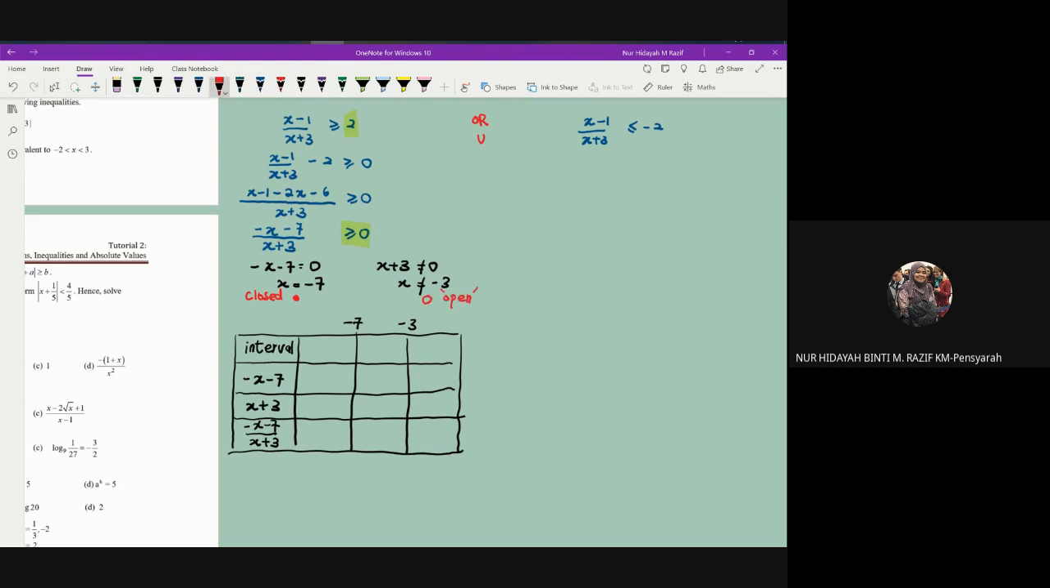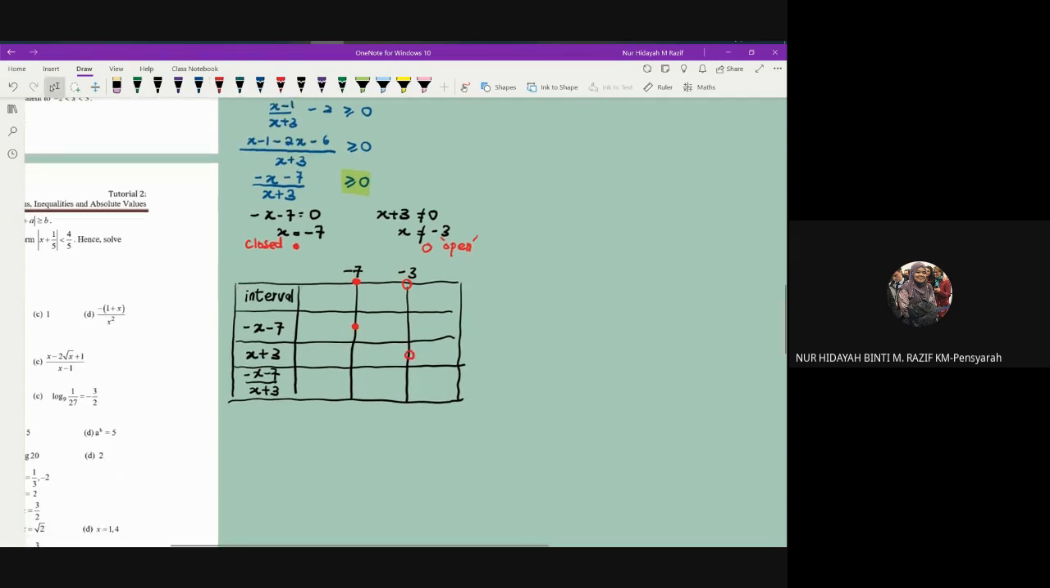Alright. So kenapa saya letak benda tu? Supaya kita boleh letak kat sini. And negative 7 tu datang dari faktor negative X tolak 7. Negative 3 datang dari sini. So saya turunkan sahaja. Fill in your table. This one will be negative infinity, negative 7 close. Negative 7, negative 3 open. Negative 3 until infinity. Okay, so dah dapat macam ni, what do we do?